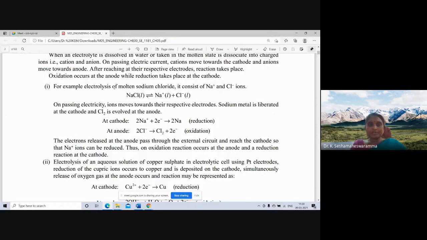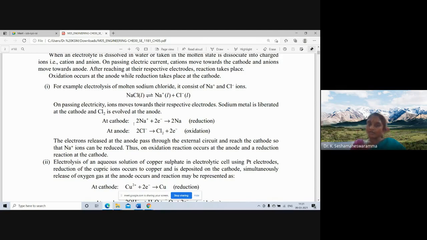So for example, electrolysis of sodium chloride consists of Na plus and Cl minus ions. On passing electricity, ions move towards their respective electrodes, because cations are moving towards cathode, anions are moving towards anode. Here, Na plus is the cation, Cl minus is the anion. Sodium metal is deposited at the cathode and chlorine is evolved at the anode.